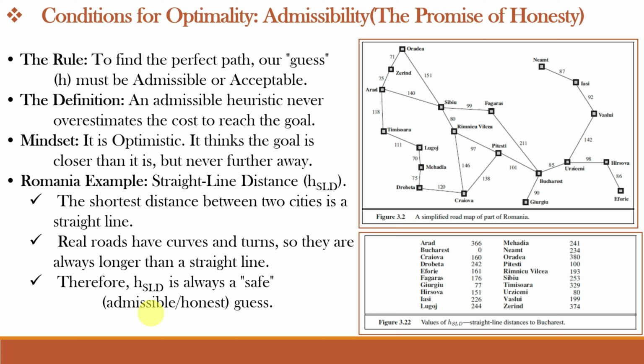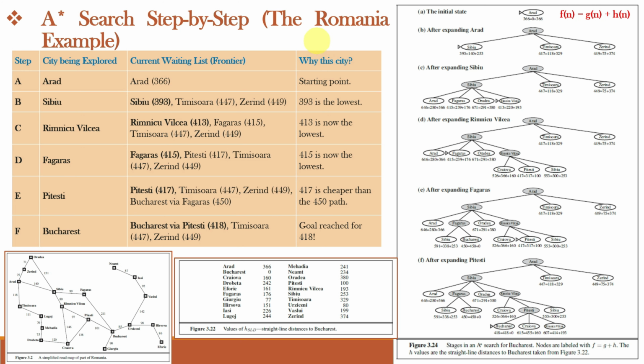This optimism, or hopefulness, or positivity, or honesty, is the secret ingredient that ensures A-star will always find the best possible path. Okay. Let us walk through the Romania map to understand how exactly A-star makes its choices. Think of these frontiers as a waiting list of cities we have seen but haven't visited yet. This is our map, and we want to find the shortest path between Arad and Bucharest.